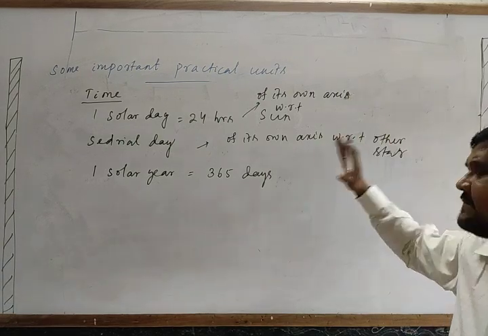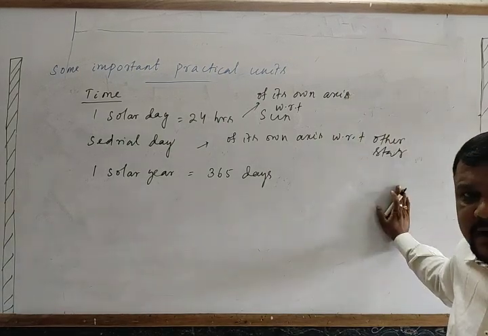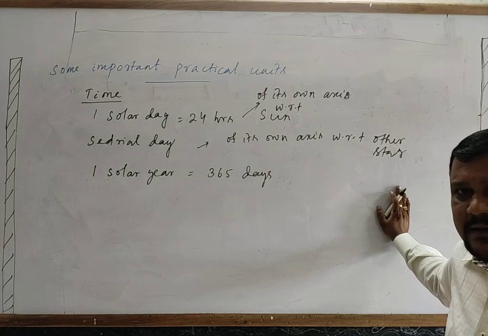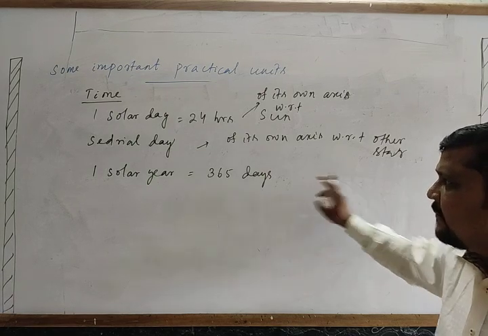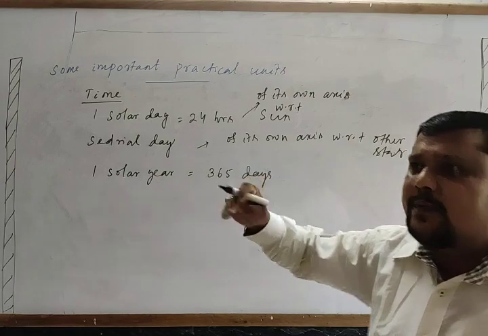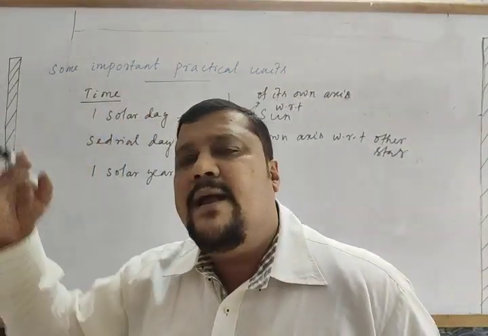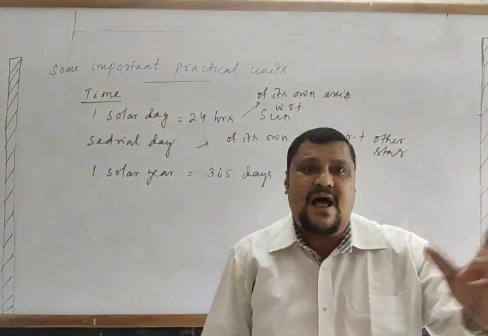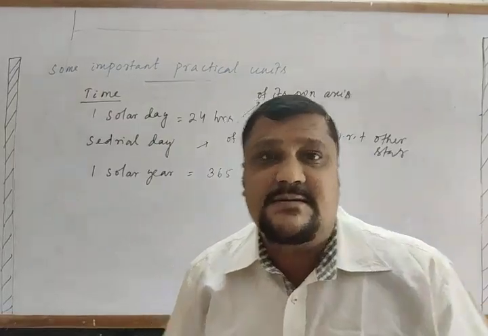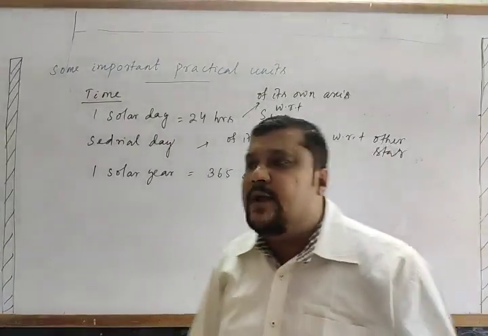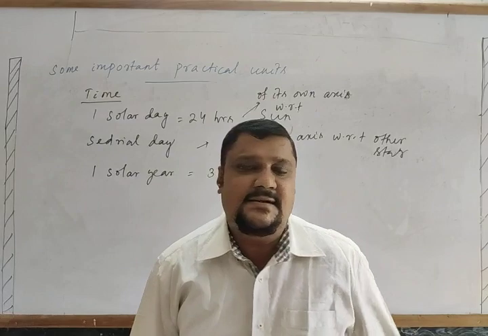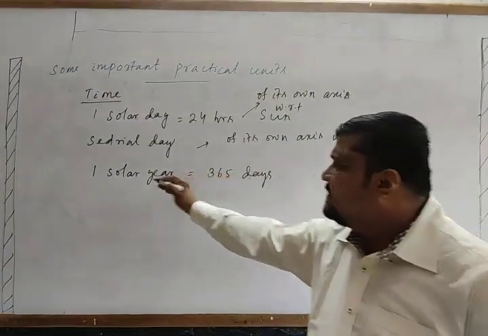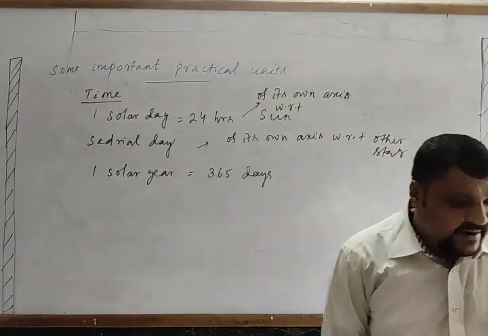Then again comes your leap years from that. We are not taking that 0.25 part. That 0.25 adds up, and we are getting 1 day extra after 4 years. Clear? So that's why in the month of February we are getting 29 days, right? 1 extra day. So around 1 solar year equal to 365 days.